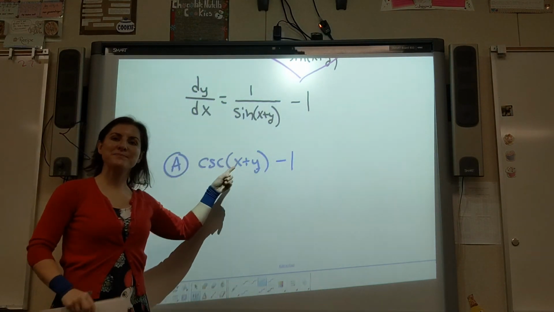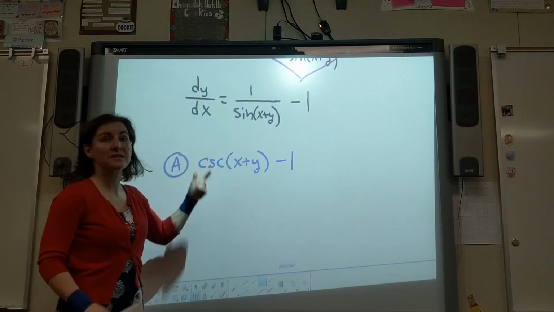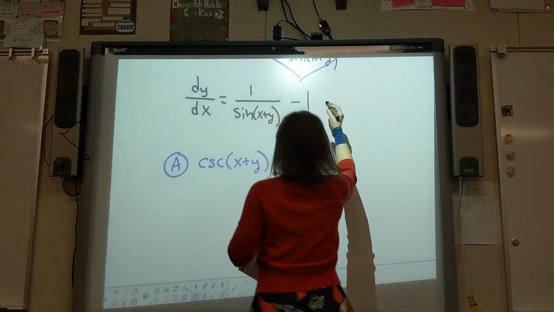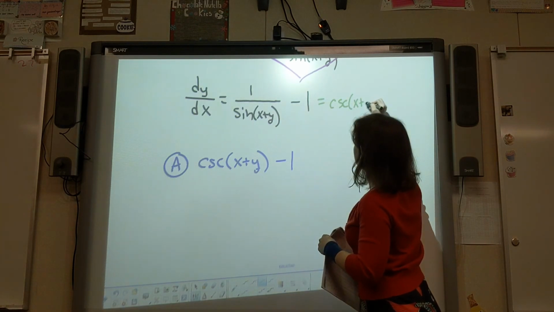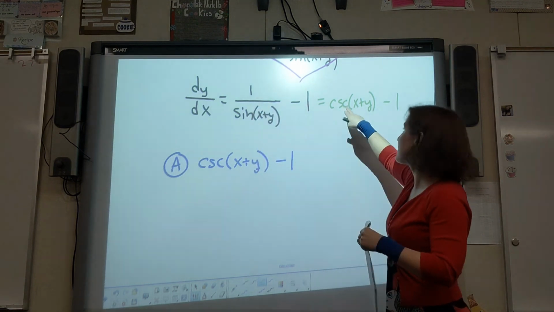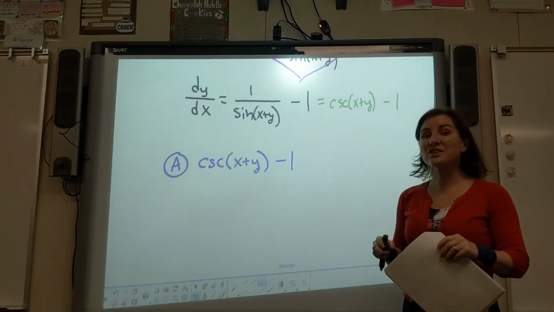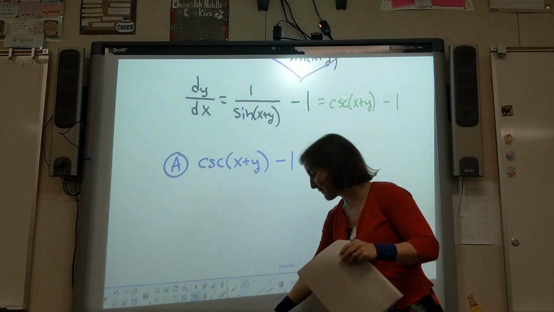Why are these the same? Yeah, it's because sine and cosecant are reciprocals. These are equivalent. This is the same as the cosecant of x plus y minus 1, because the reciprocal of sine is cosecant. That was a tricky one to match up, right? Yeah, good stuff. Okay, let's see what's next.